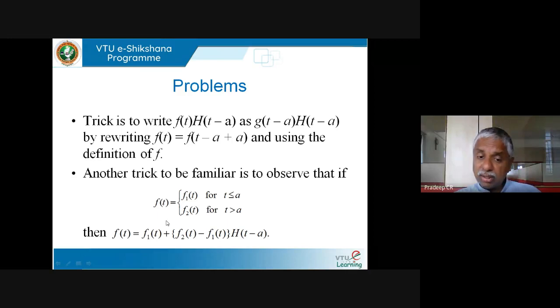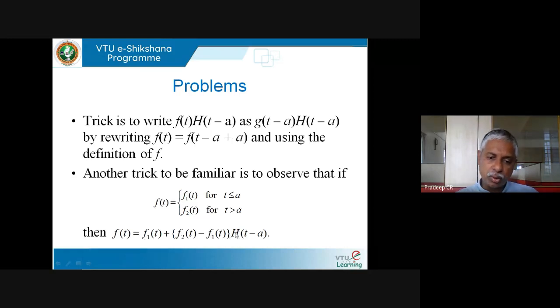Then what I want to do is, this is a trick which, as I said, you have to be familiar with. Instead of writing two different things, I want to write one thing. How to write one thing? That is where the Heaviside function comes into the picture. It's just a notation. You're changing your notation, that's all. So you see, consider this expression. F(t) is f1(t) plus (f2(t) minus f1(t)) into h(t minus a). Let us consider this expression.